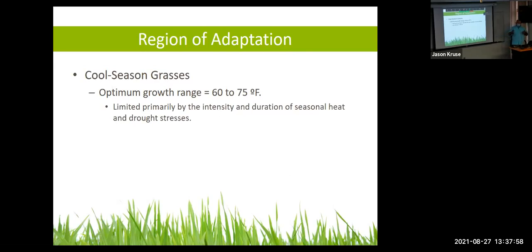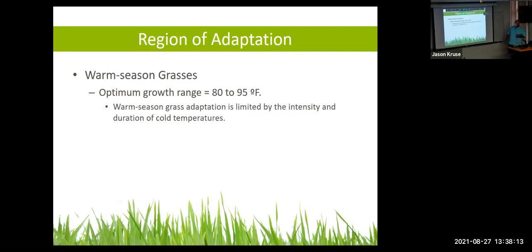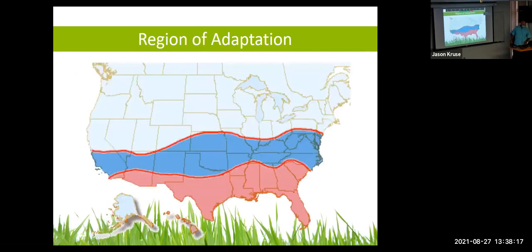To get a seed to germinate, you'd have to wait until soil temperatures are above 55 degrees. So there's a huge window there where the grass can be growing in the spring before you'd ever be able to plant by seed and have it germinate. Warm season grasses' ideal range is 80 to 95 degrees. This is our sort of range of adaptation.